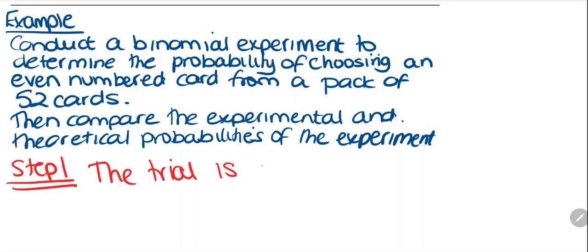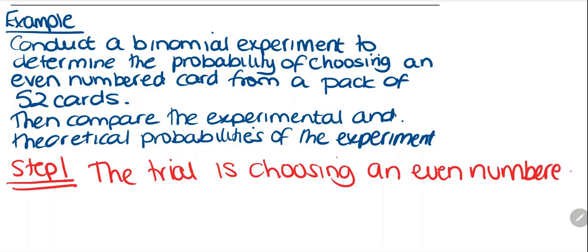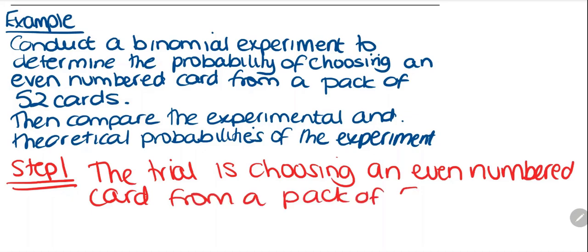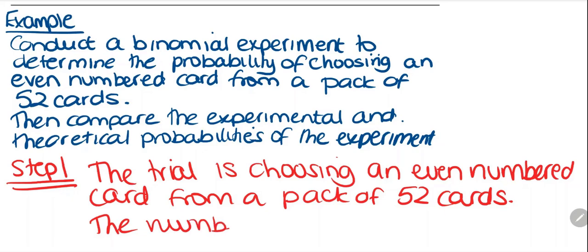This is choosing an even numbered card from a pack of 52 cards. So the number of trials we're going to use, n, is going to be 52.